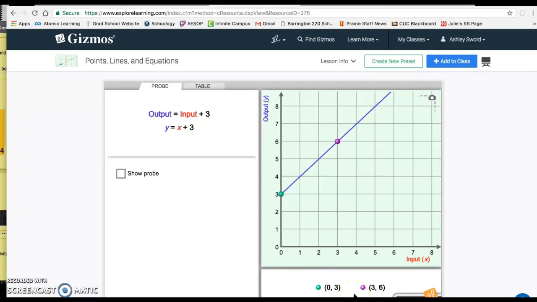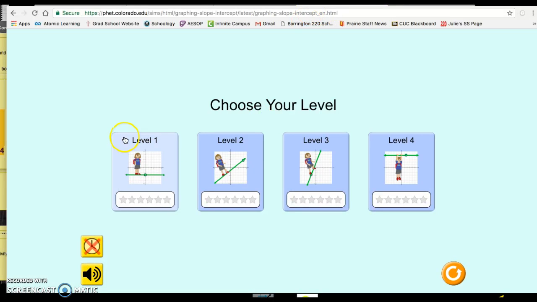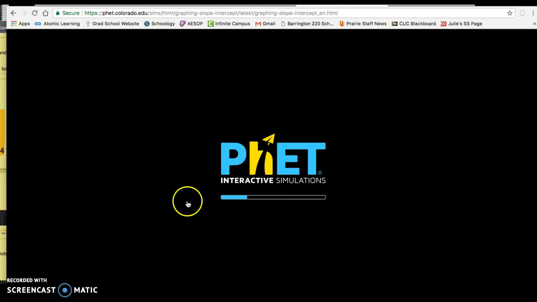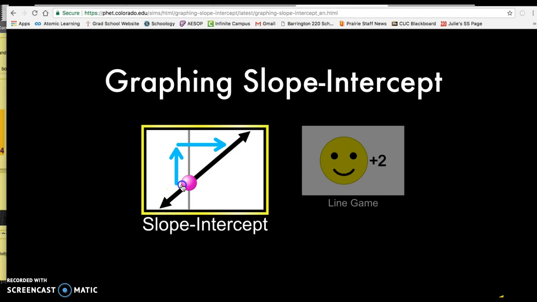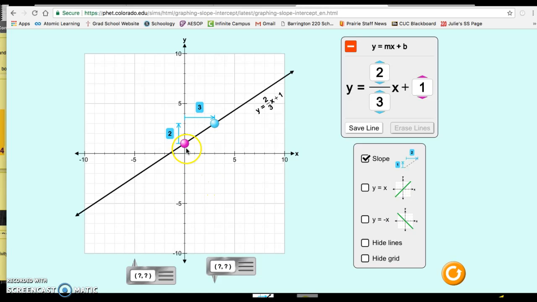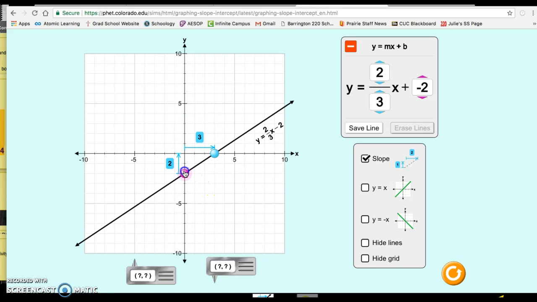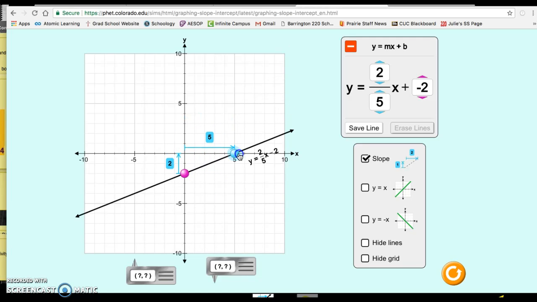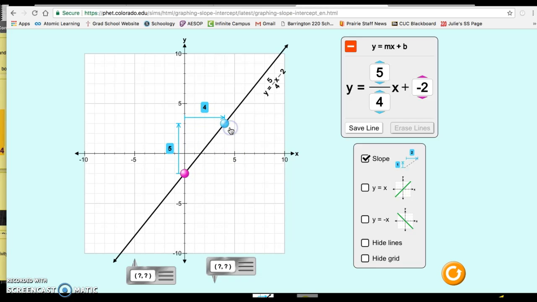The PhET simulation, Graphing Slope-Intercept, allows students to change 2 points on a graph through the manipulation of the slope, as shown here. These tools will be used to motivate learners to make observations and develop questions at the beginning of the unit, as well as a tool to practice the learned skills throughout.